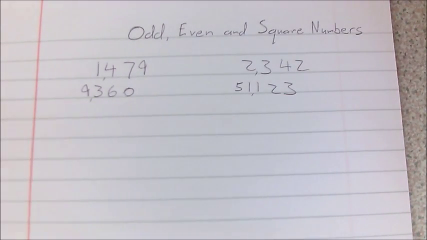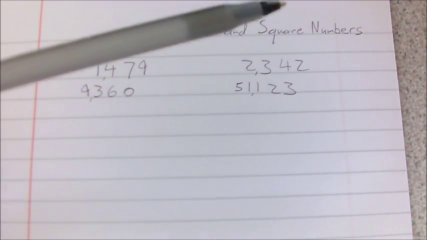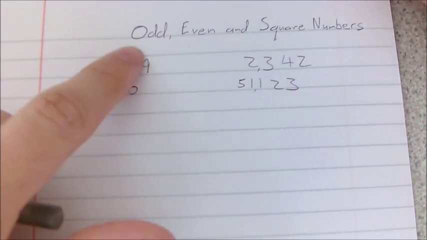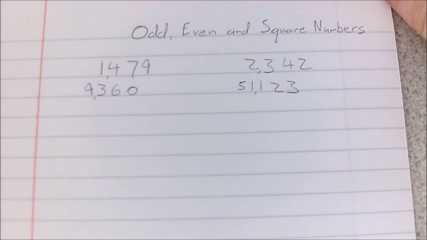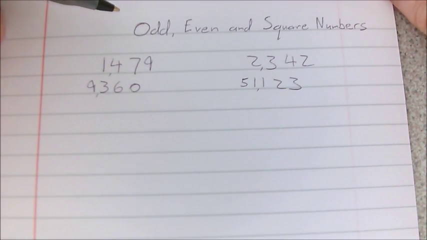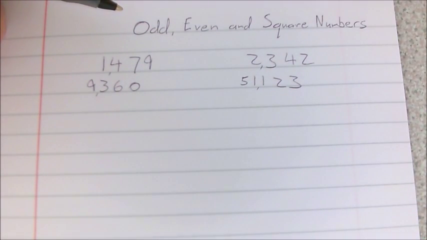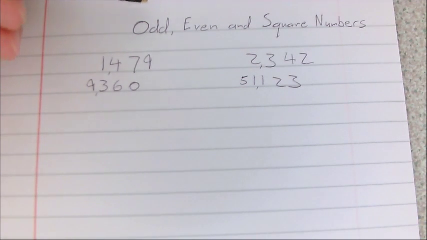So in this video, we're going to cover odd, even and square numbers. I'm going to start by giving a brief run through of an odd and an even number, and then we'll go into greater depth about square numbers. So an odd number is basically a number that ends in 1, 3, 5, 7 or 9, and an even number ends in 0, 2, 4, 6 and 8.